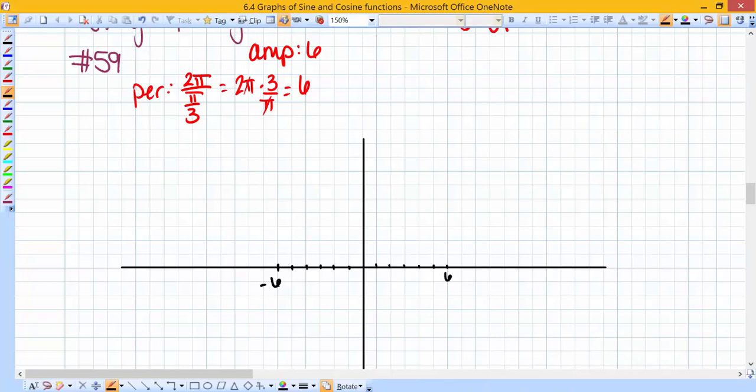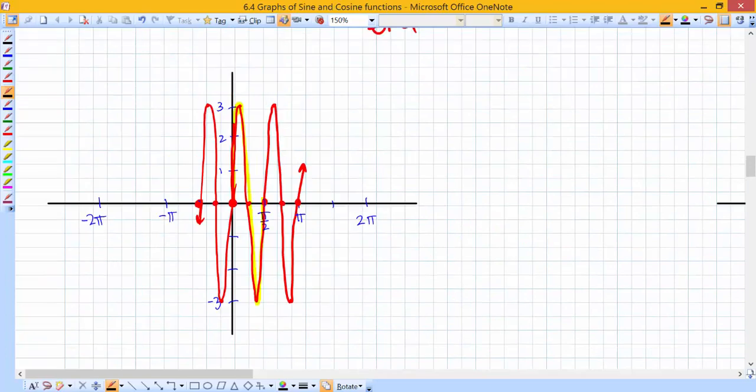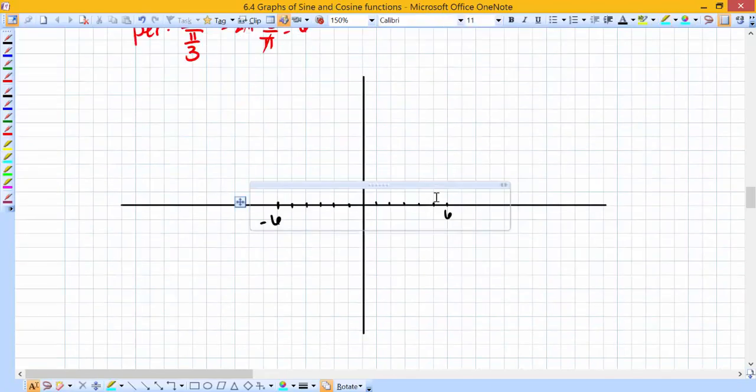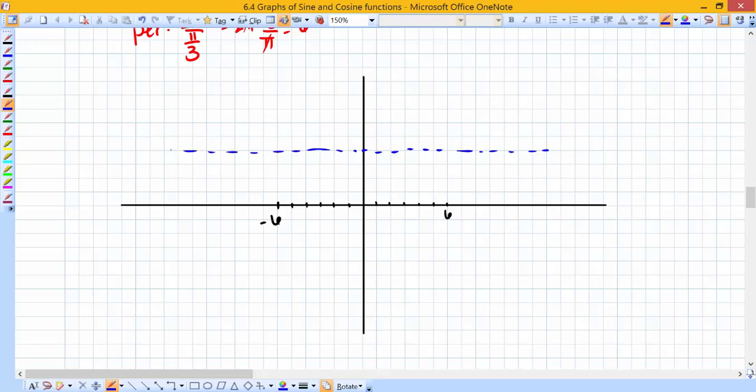The positive 4 moves your midline. Where your midline is normally right here, it runs right down the middle of the graph horizontally. That positive 4 moves your midline up 4. So I'm going to draw my midline as a dashed line. Now it's not an asymptote. It's just midline. That's going to be the center of your sine graph. Everything got moved up 4.